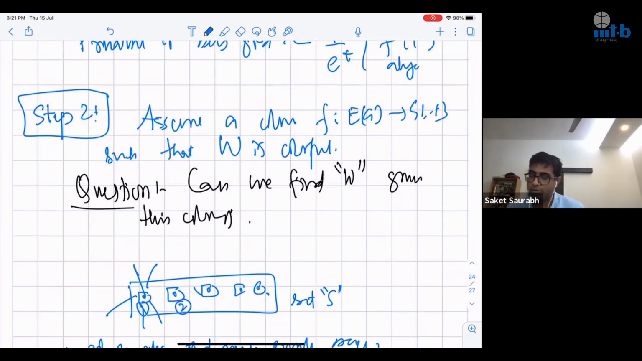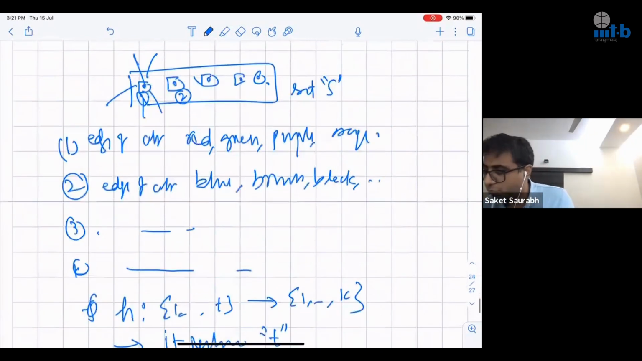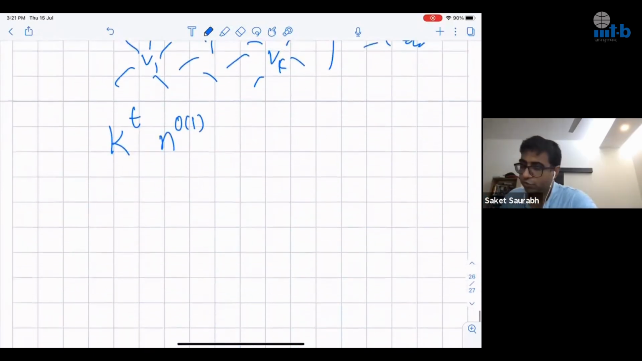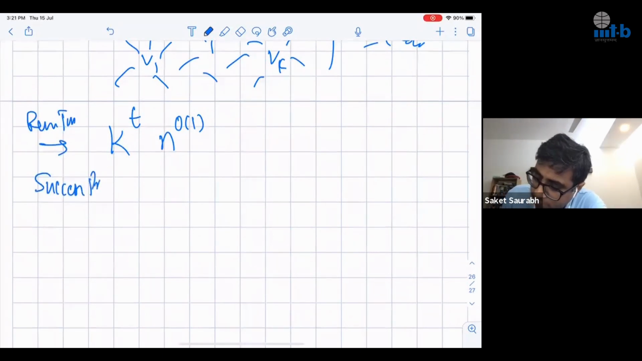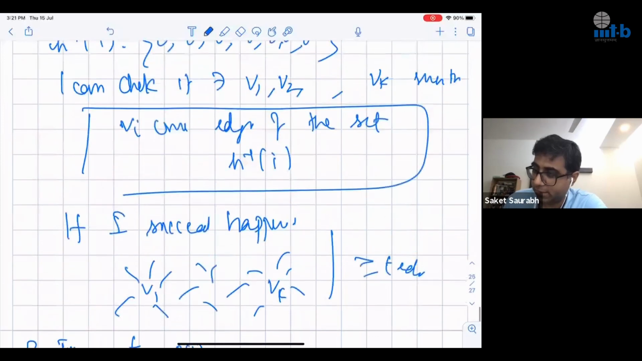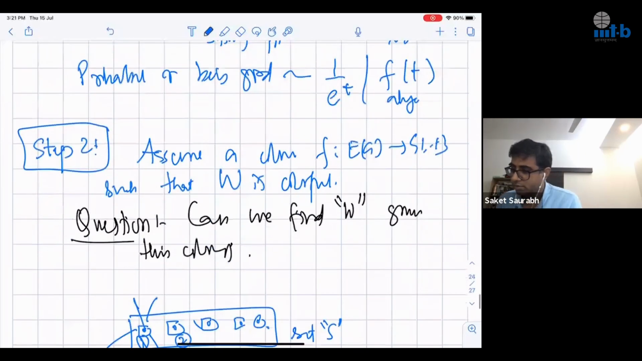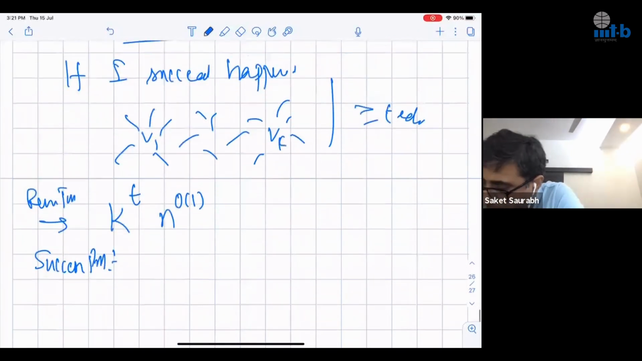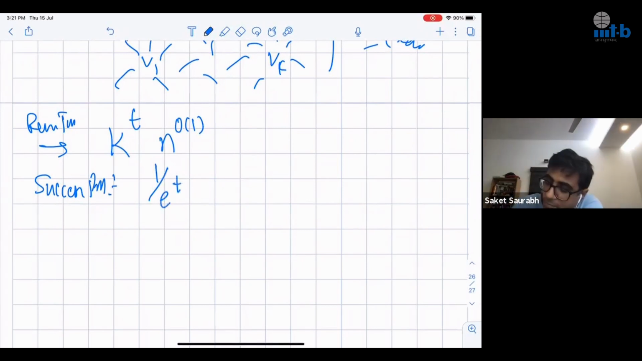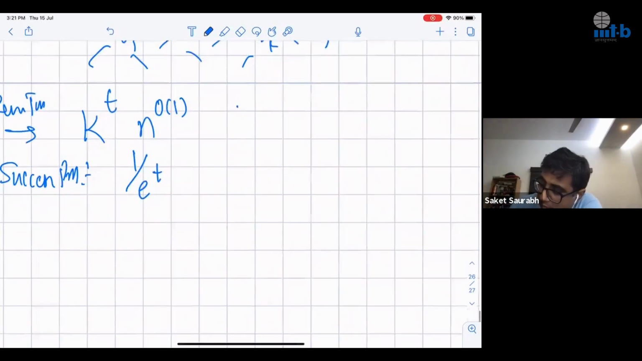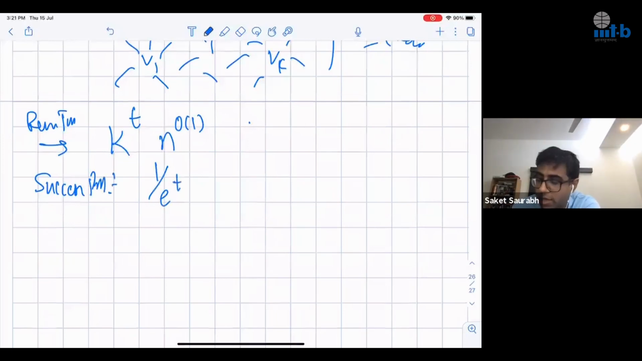If the colors have become W, then I can apply my step 2, which runs in time this. So notice this is the running time of the algorithm. And what is the success probability of this algorithm? The success probability is that S has the property, and we know that this property holds with probability 1 over e to the power t. So the running time of this algorithm is k to the power t times n to the power big O of 1, but the success probability is 1 over e to the power t.